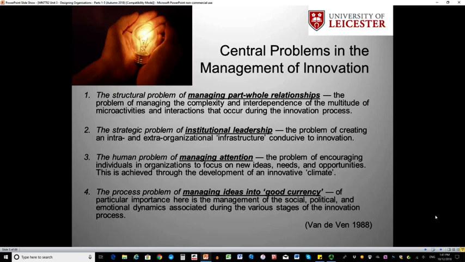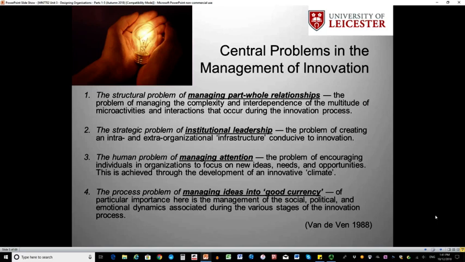Okay, so let's just start with some work by an academic called Van der Ven. It's quite an old piece of work, but I think it's incredibly interesting the way that he viewed the central core problems of the innovation process in terms of its management. Now, he saw it as 4 separate problems. The first problem was a structural problem.